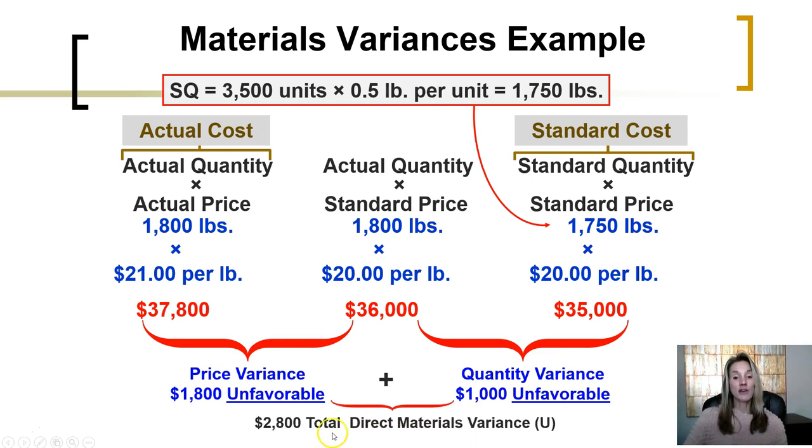Our total variance in material cost was $2,800, which is the difference between our actual material cost and what our flexible standard budget says they should have been. That $2,800 variance is due to $1,800 in a price variance, we paid more than we should have, and a quantity variance of $1,000 unfavorable because we used more than we should have.